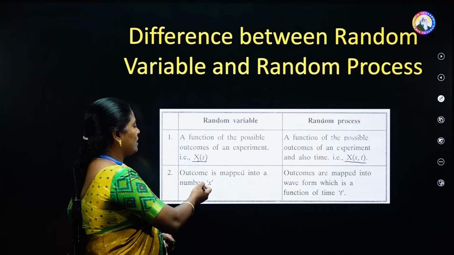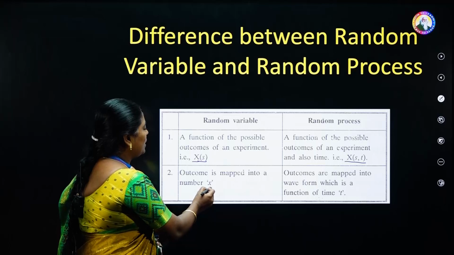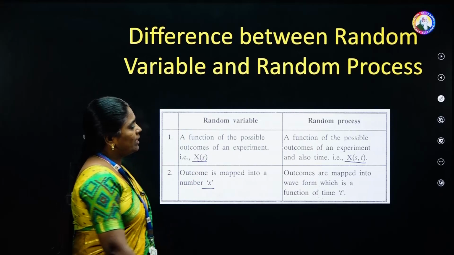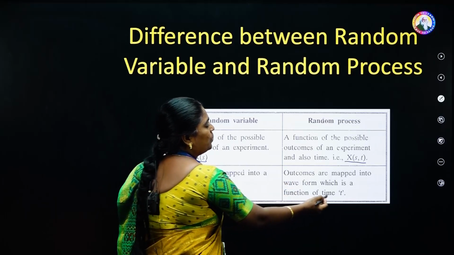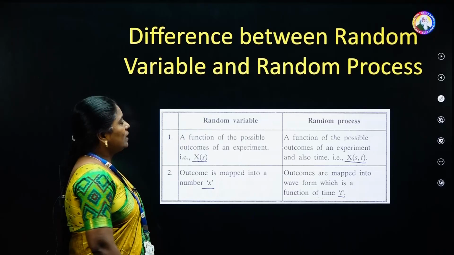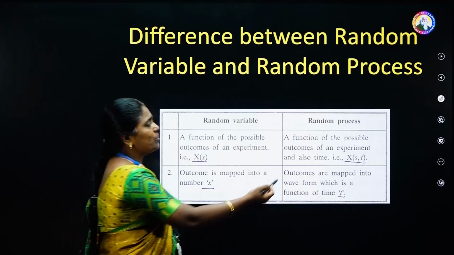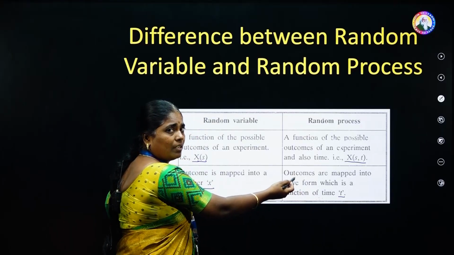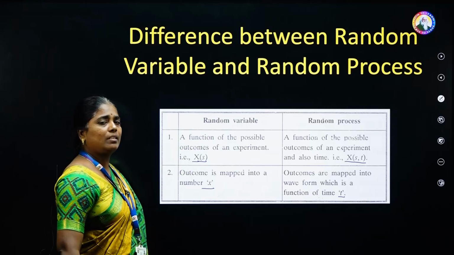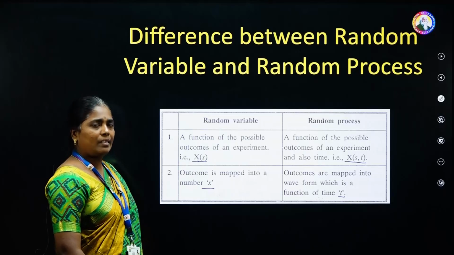And the second point is, in the case of random variable, we map all the values only to the number x, because it is a function of s only. But here, it is mapped to both the corresponding x as well as the time t. That's why, in the case of random variable, if you include the corresponding t, that is known as the random process. In the case of random process, if you remove the t, then we get the random variable. This is the basic difference between the random process and random variable.